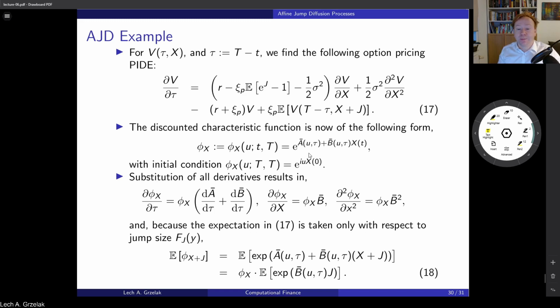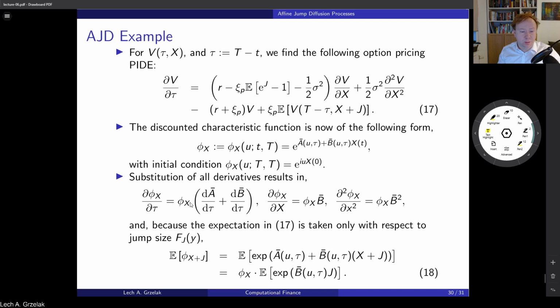This is the following differential equation we have. And we know that the solution, the characteristic function, is of the following form, so it's exp of A plus B times x. We also have an initial condition. You can see that in this case we just consider the characteristic function at time t, so there's no tau here. So this is x0. After substitution, so after calculating all of the derivatives, with respect to tau, with respect to x and x squared, this is the solution.